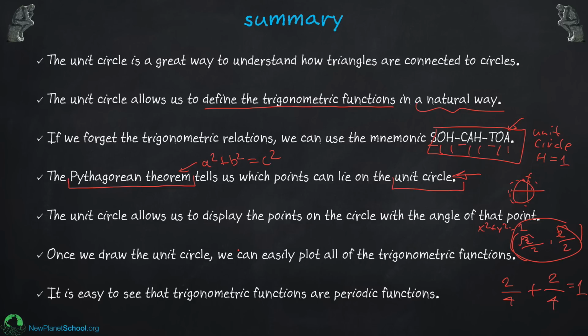Now, once we draw the unit circle, which you should be able to do, it's easy then to plot all of the trigonometric functions. And so what we do there is we just draw the circle, we go around, and as we go around, we know what the values of these points were because we know now how to generate them from this, and we get sine and cosine and so forth.